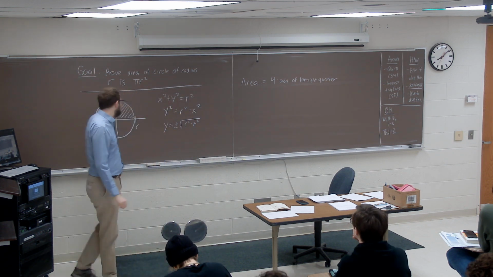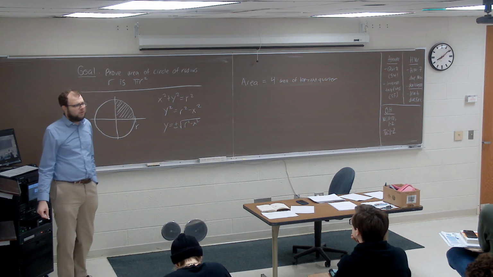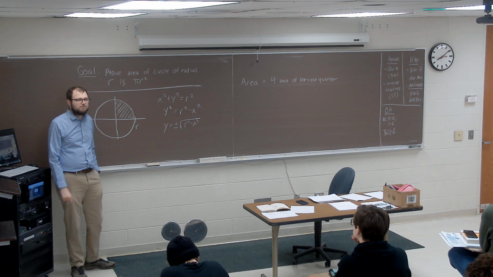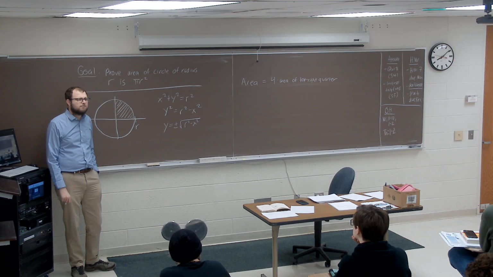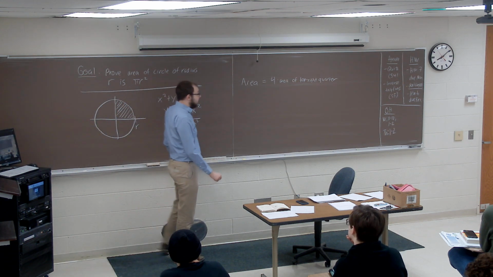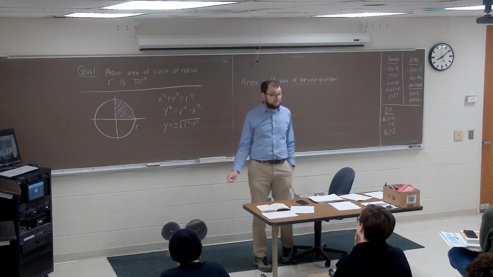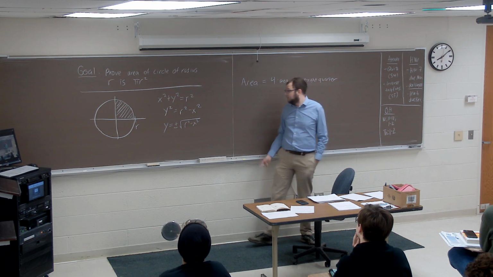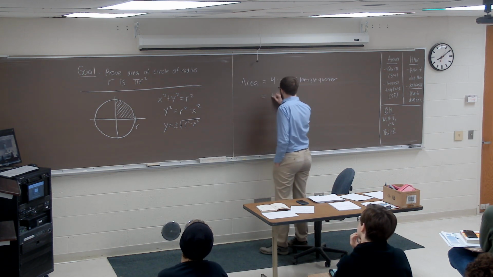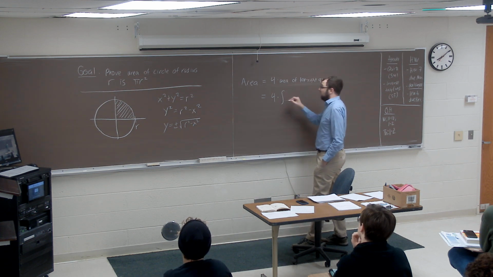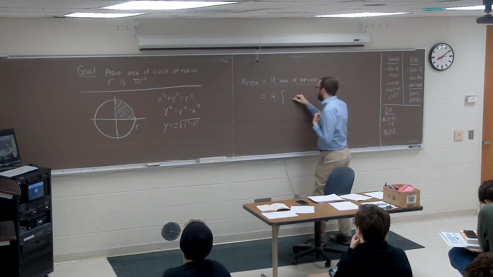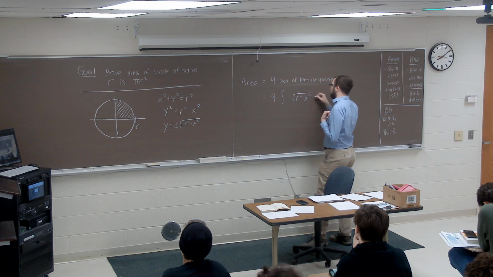And with that in mind, how can we set up an integral that'll tell us what this area is going to be? Well, we know that the definite integral of a function will give us the area under that function from point A to point B. So what I propose that we do is take an integral of our y function, which for only looking at the top right corner will give us the positive square root of r squared minus x squared.